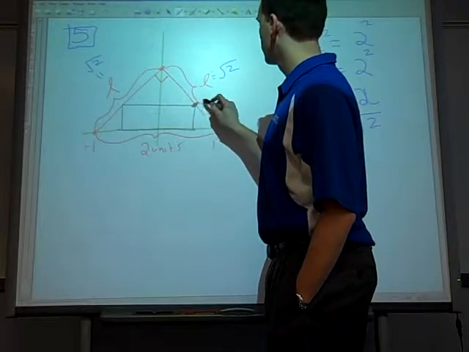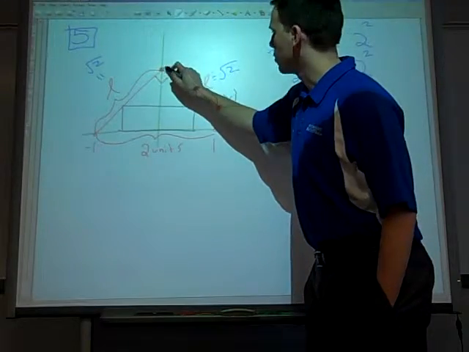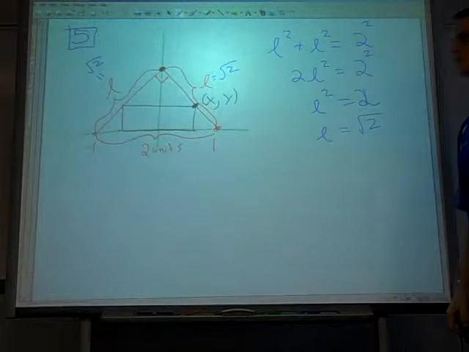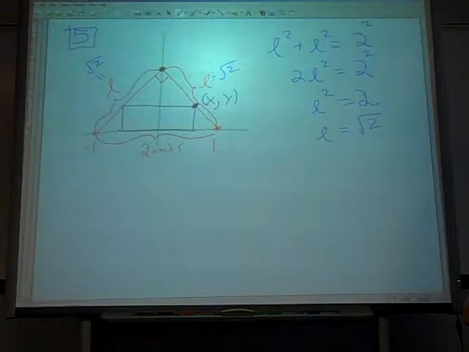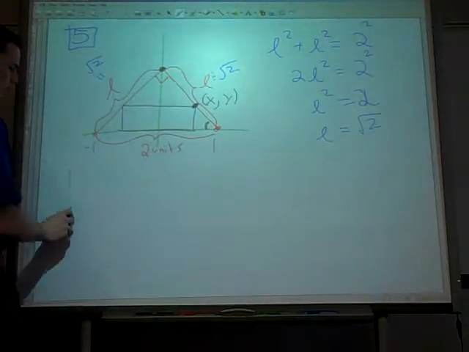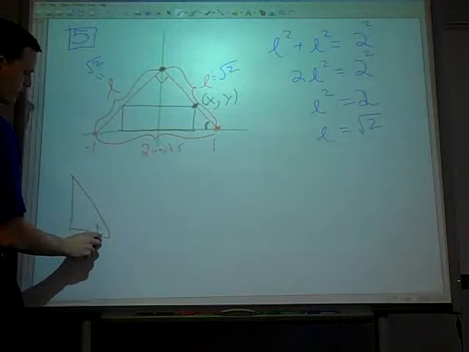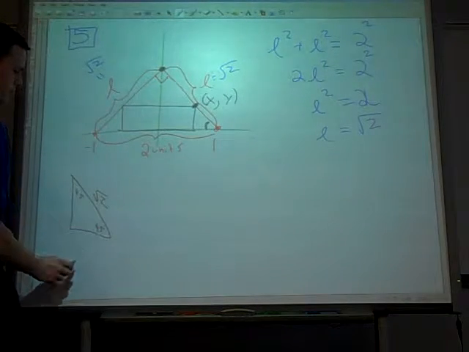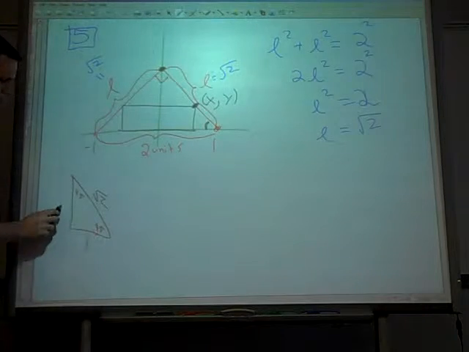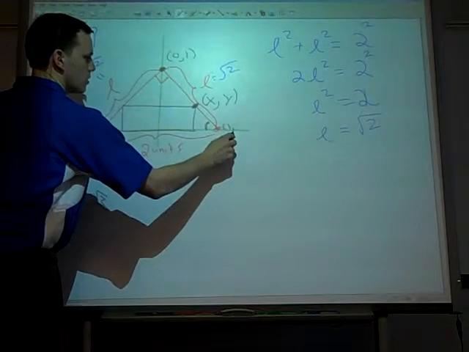This point right here has coordinates x, comma, y. What's this point? Okay, we're not sure. But what is this angle? 45. So we've got this triangle. That's 45. That's 45. That's the square root of 2. And this is 1. So that height is 1. So what's this point? 0, 1. And this point is 1, 0.